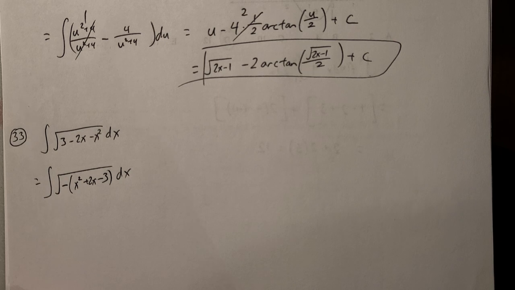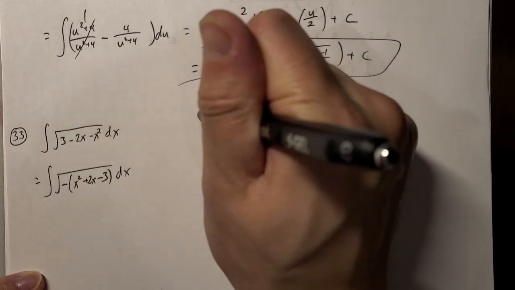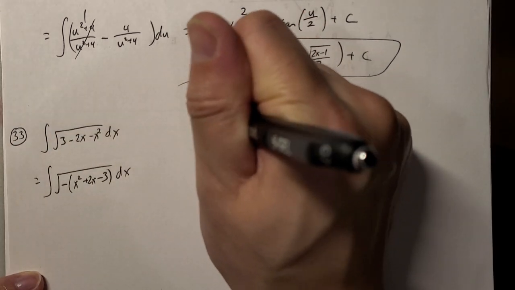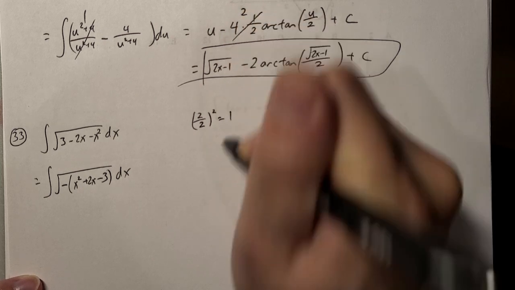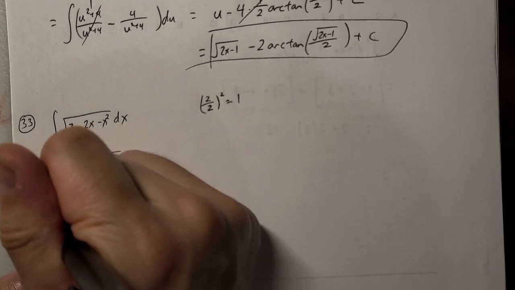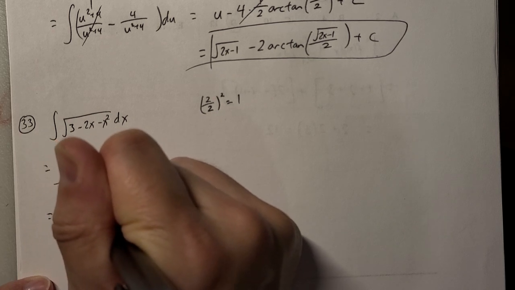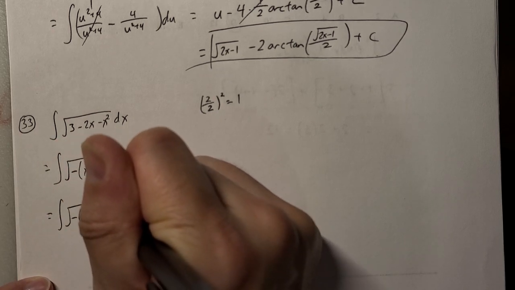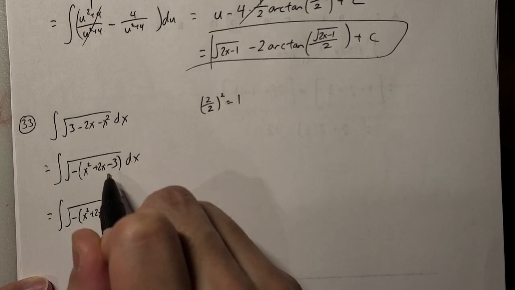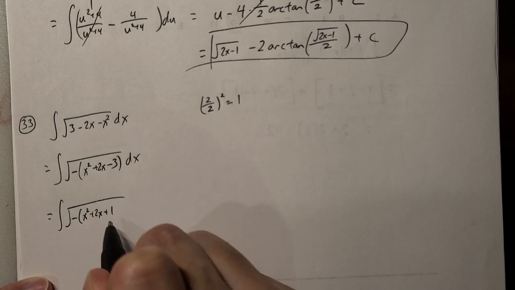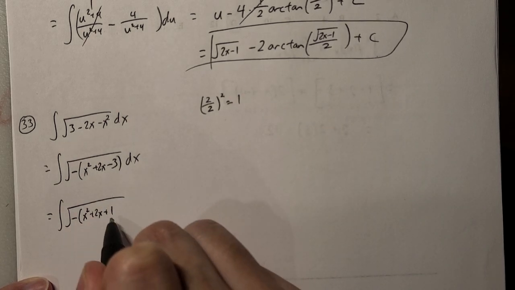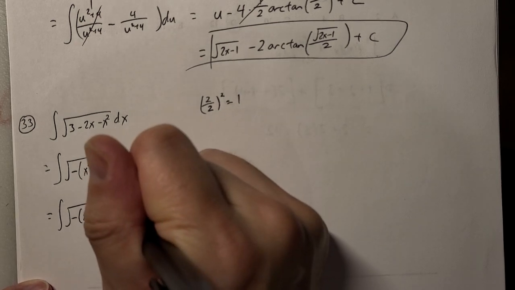Okay, now let's complete the square. So it'll be 2 over 2 squared, which is 1. Okay, so we want to rewrite this as square root of negative x squared plus 2x plus 1. That's from here. But originally it was minus 3. So to get back the original, it'll be plus 1 minus 4.